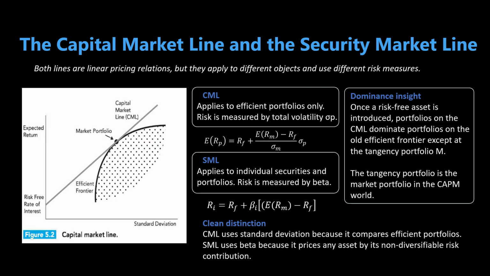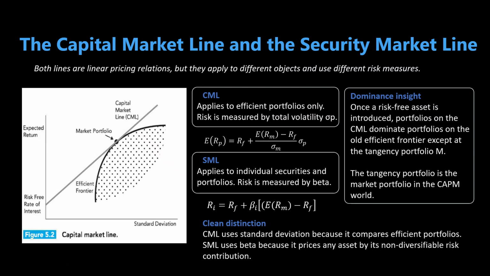The capital market line, CML, describes the risk-return trade-off available to investors who combine the risk-free asset with the market portfolio. It applies only to efficient portfolios, those that lie on the CML itself. The risk measure on the CML is total standard deviation, or sigma p. The equation is given by E(Rp) equals Rf plus [E(Rm) minus Rf] divided by sigma m, multiplied by sigma p, or the total standard deviation.